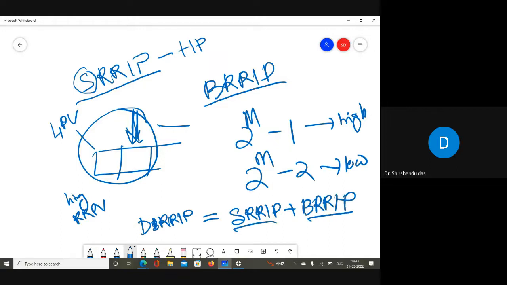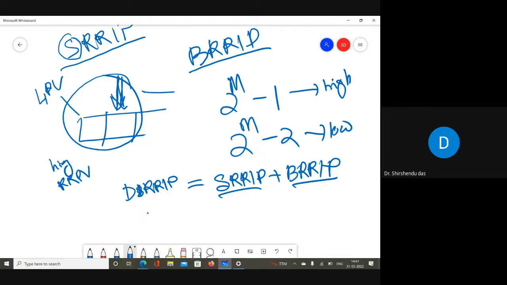And how to choose between these two? Again, set dueling that I've explained in the last class. So they will use set dueling. Based on set dueling, they'll decide whether to go for SRRIP or DIP. Now, if I write the DIP here, I explained in the last class, DIP was LRU plus BIP.